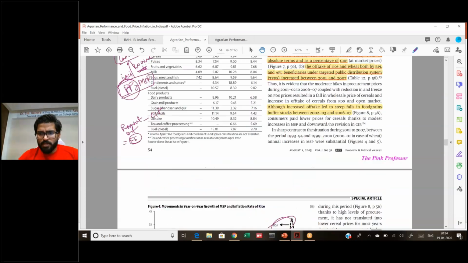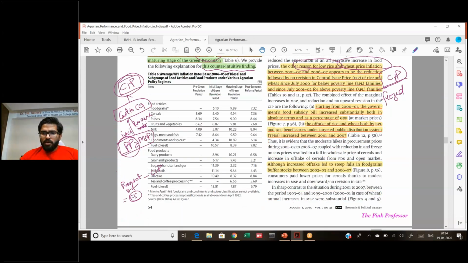Because of this, the government subsidy actually started increasing, but that subsidy protected against inflation rising. Because the government was selling the food grains at a very cheap cost, the state governments could pass on the food grains at a cheaper cost to the people of the states. That is the reason why the food inflation between 2001 and 2006 was muted.